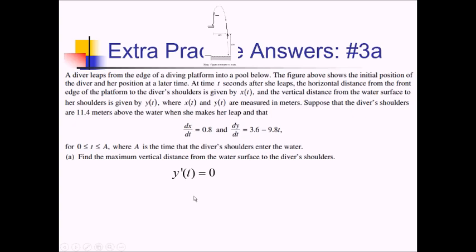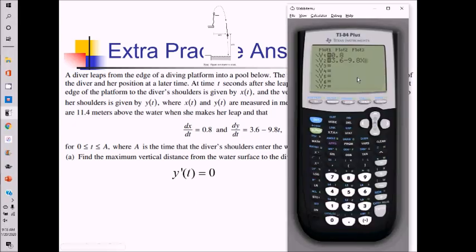Why not? So back in my y equals, I'm going to deselect the y1 there because that's x prime. I don't really care about that right now. It's just y prime. And I don't really know exactly when we're hitting the water, but it can't be more than a few seconds. Let me just do zoom 4 and see what that gets me. So yeah, we're changing our derivative.